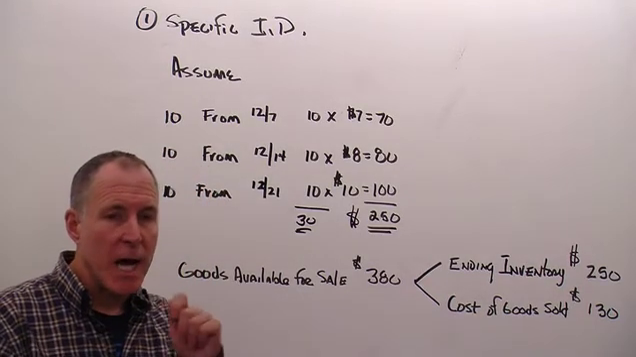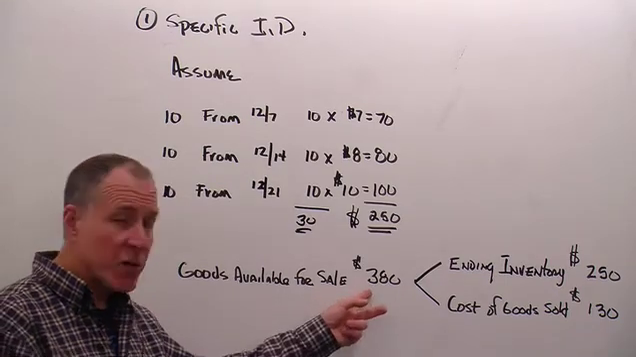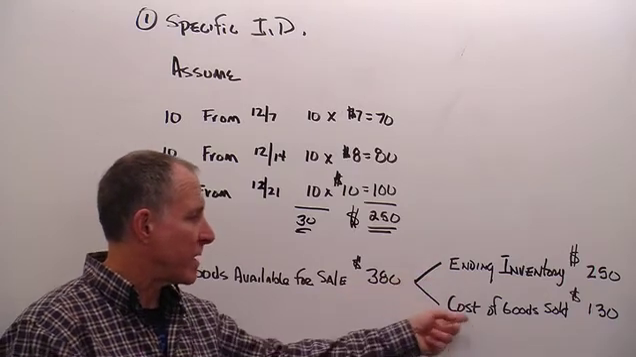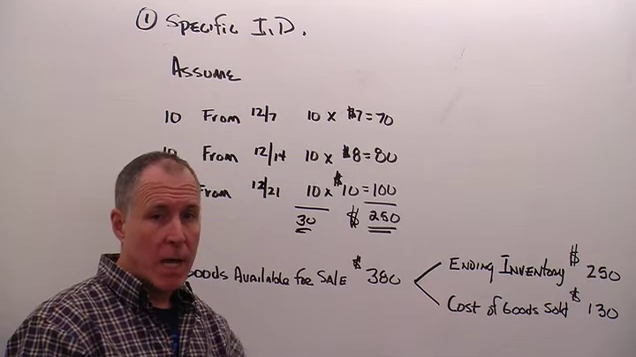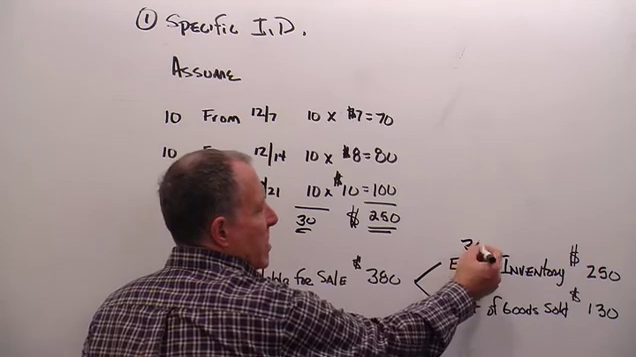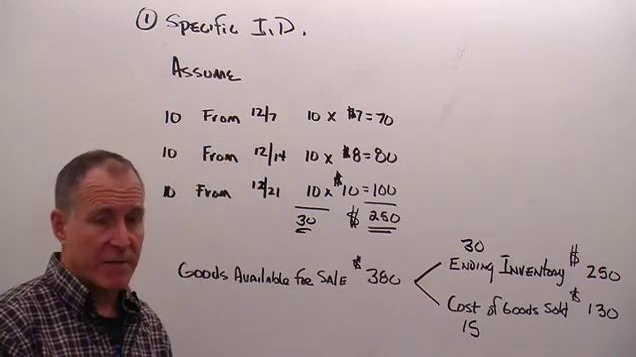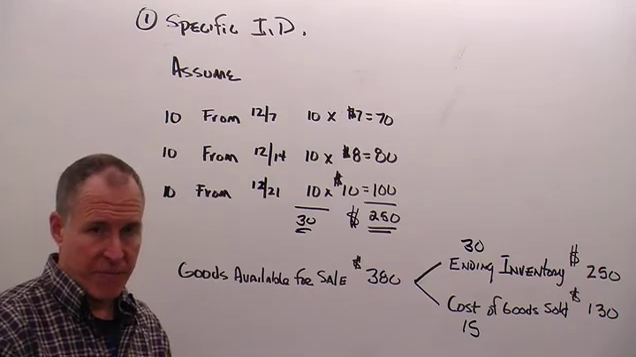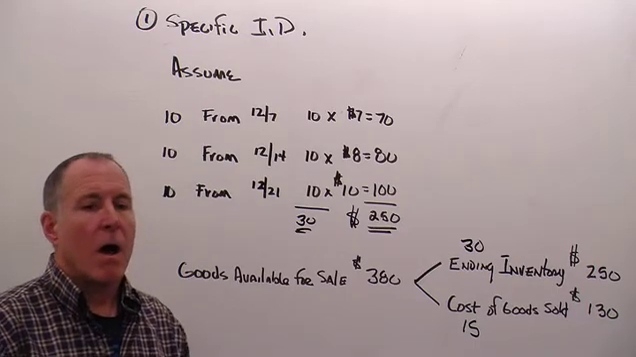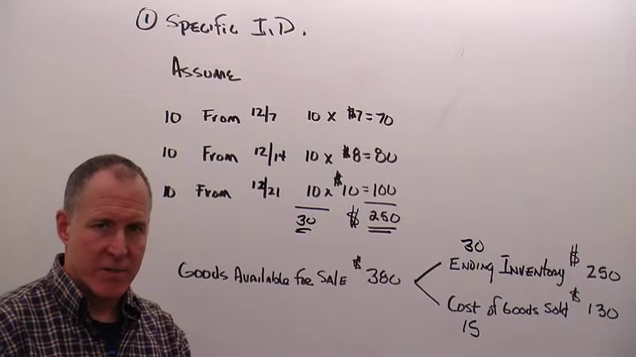Now, each of the 4 methods we have will be allocating this 380 to how much of it do we still have and how much of it goes to cost of goods sold. Under the 4 methods, we all have 30 units and 15 units were sold. We had a total of 45. 30 still with us, 15 have been sold. But the difference between the 4 methods are cost assumption differences as to how we track the cost.